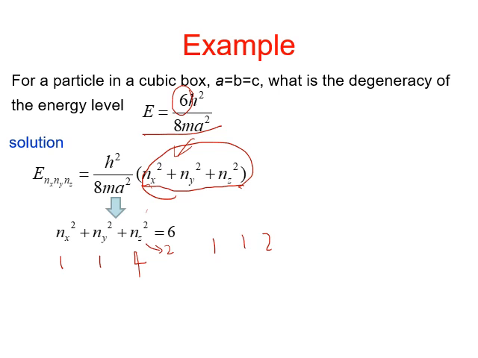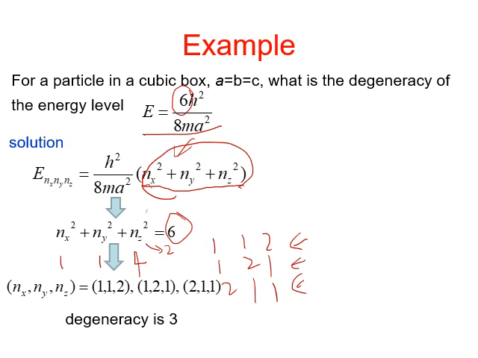What are the other possibilities? 1, 2, 1. 2, 1, 1. Then when they square and add together, it is 6. These are the only 3 possibilities. And therefore, the degeneracy is 3.